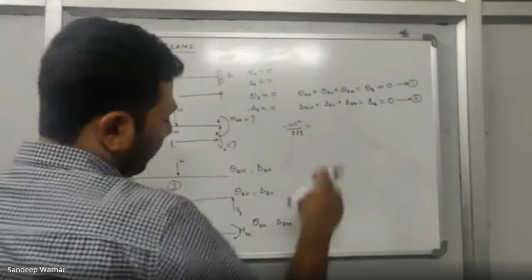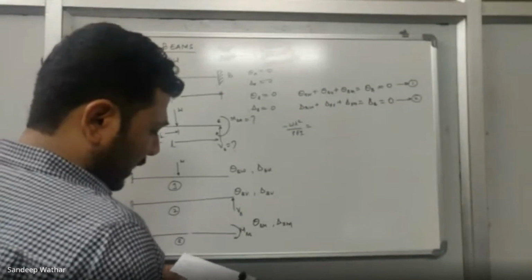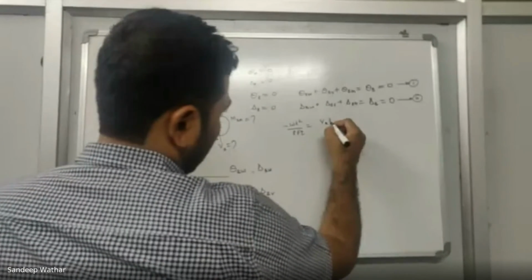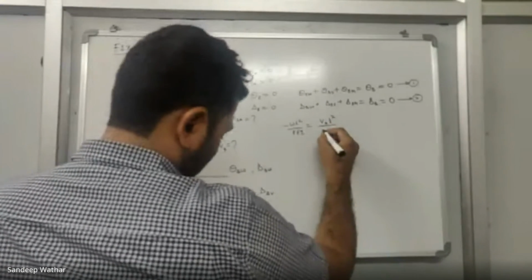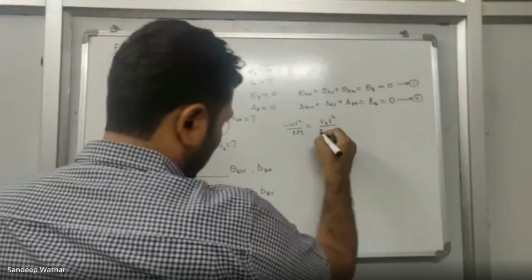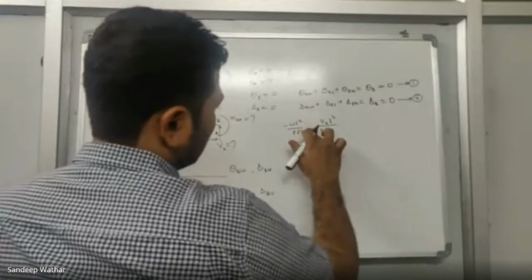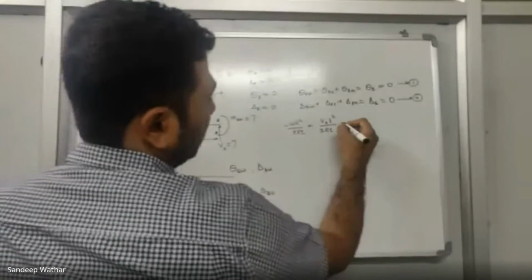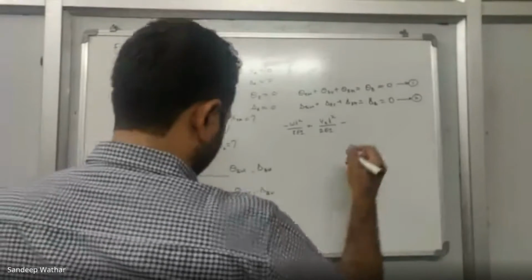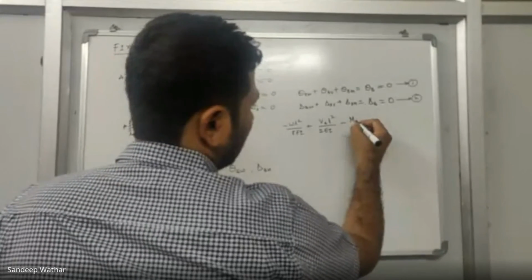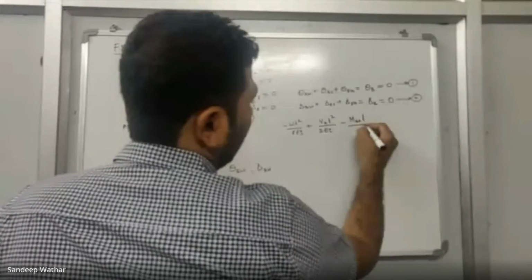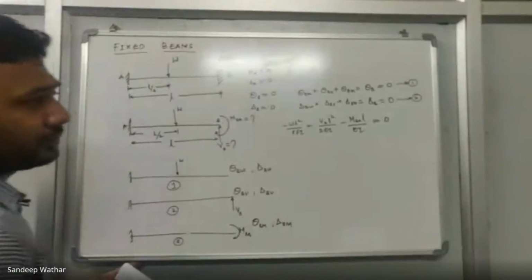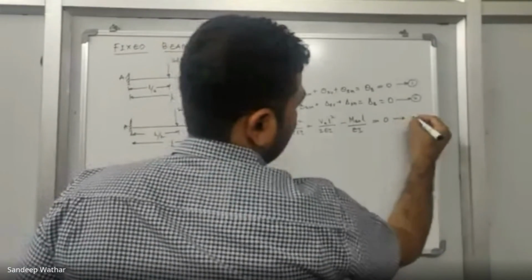Now how much is theta BV? Theta BV is VB into L square divided by 2EI. Sorry, this is plus. And then minus of MBA into L divided by EI. This should be equal to 0. Now this is another equation, the third equation.